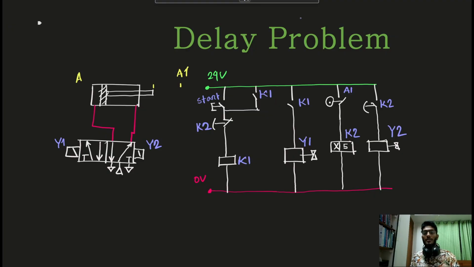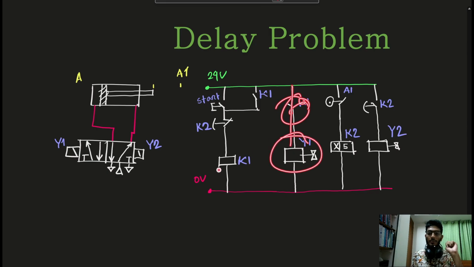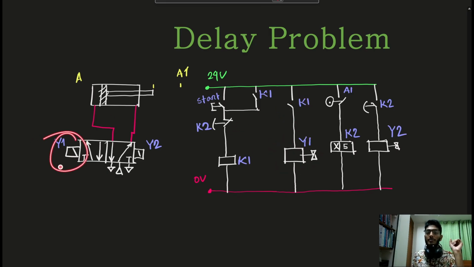Let me quickly explain the working of this circuit. When I press the start button, K1 energizes, this contact closes. So a permanent connection is made. This K1 also closes and because of this, Y1 actuates. Due to that, the left side of this 5 by 2 DCV actuates. The cylinder will extend and move to the A1 position. This limit switch will be triggered by the A1 position and this timer relay will get activated.